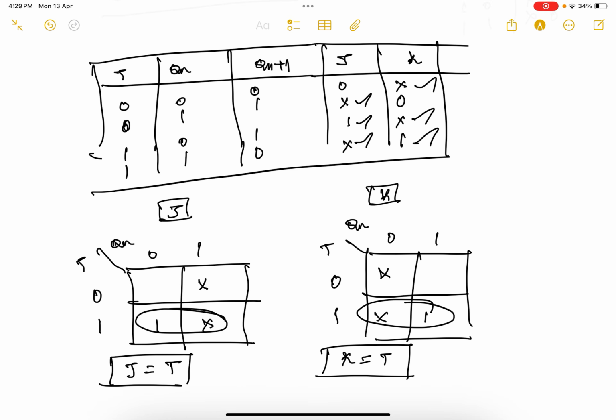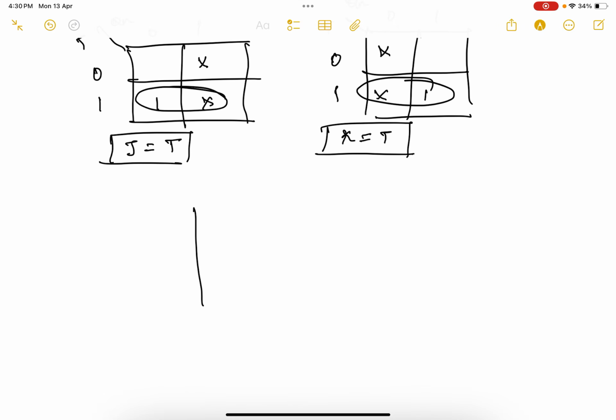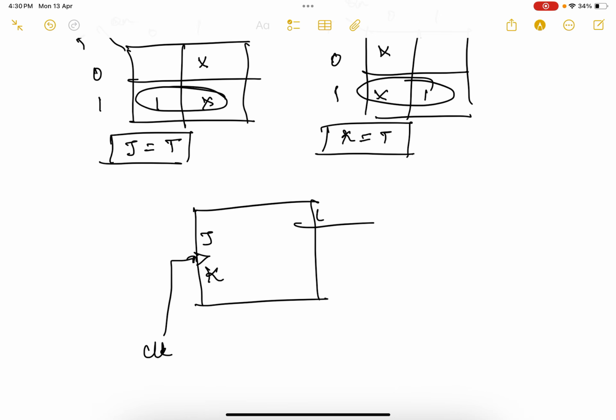Okay, now JK is converted into T. How will we convert into T? It is a simple thing. I am going to draw both the things now. So this will be J, this will be K, and here I am having one clock pulse, and here you will have the present state Qn, and this will be Qn bar. Both the inputs should be connected with a common input of T. So now the JK flip flop is converted into a T flip flop.